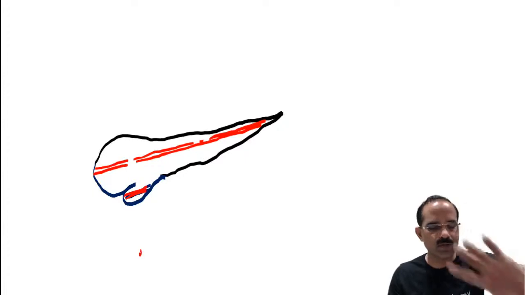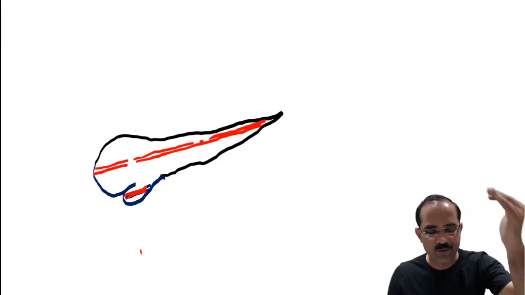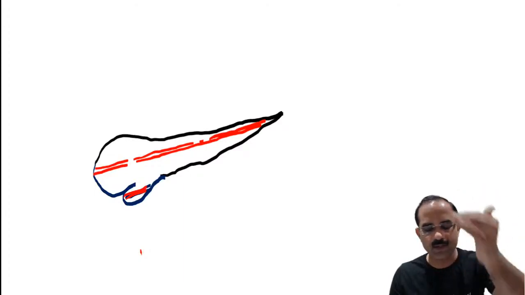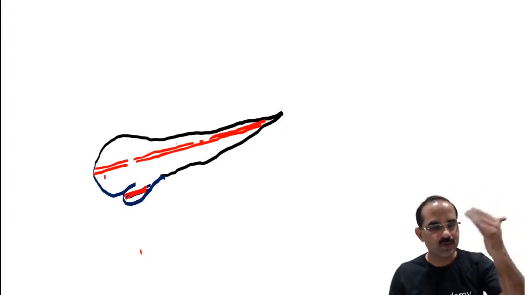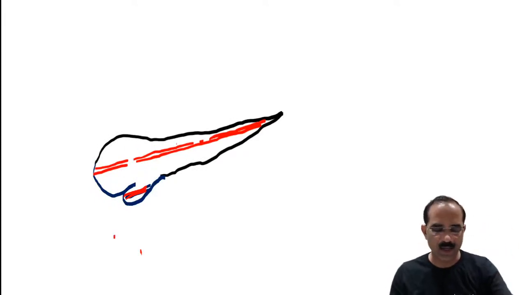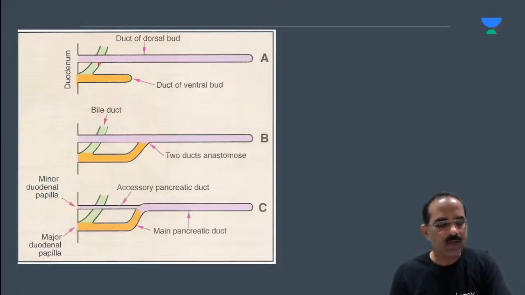So clear now, what the dorsal bud forms and what the ventral bud forms. The dorsal pancreatic bud forms the upper part of the head, the neck, the body and the tail of the pancreas. The ventral pancreatic bud forms the lower part of the head and the uncinate process. Now students, this is the duct of the dorsal bud, look. And this is the duct of the ventral bud.